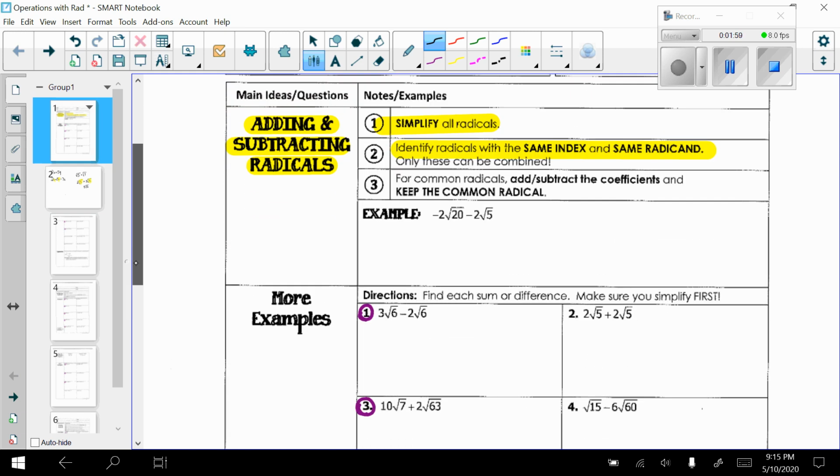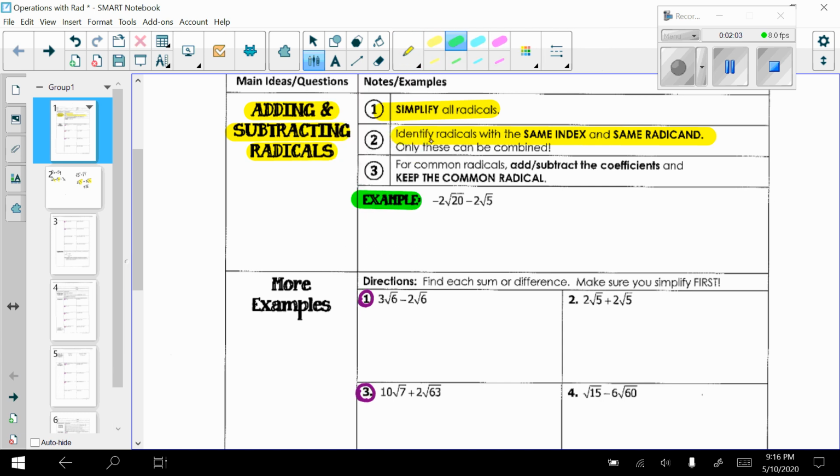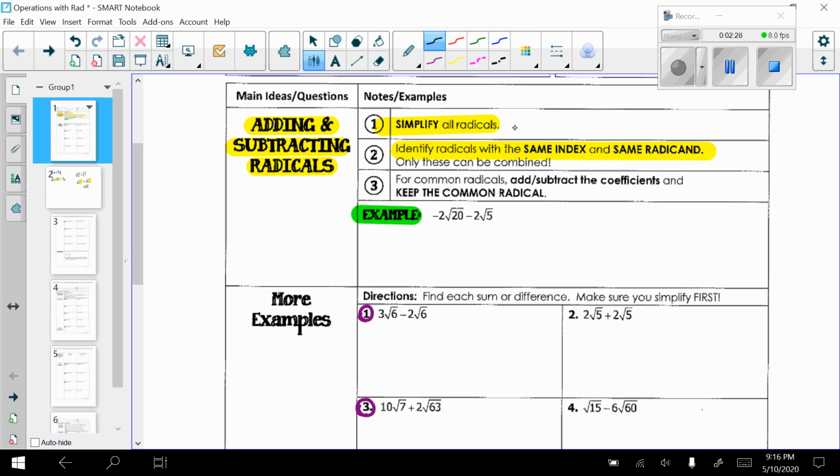So on the Albert next week, you're going to see something that's super similar to this first example. Okay, so you see that the number outside the radical, those are the same, but that's not what matters. We're looking at the number underneath the radical. Right now, they are not the same, so you might think that you won't be able to subtract these two terms. However, the first step up here says always simplify the radicals first.